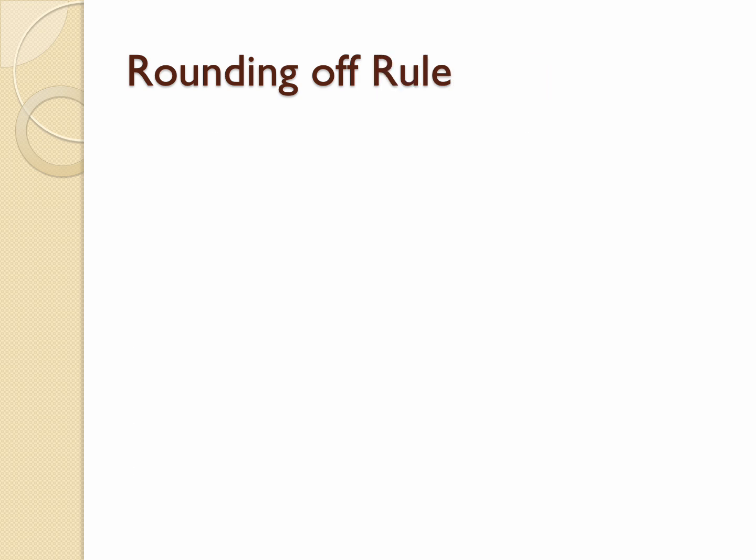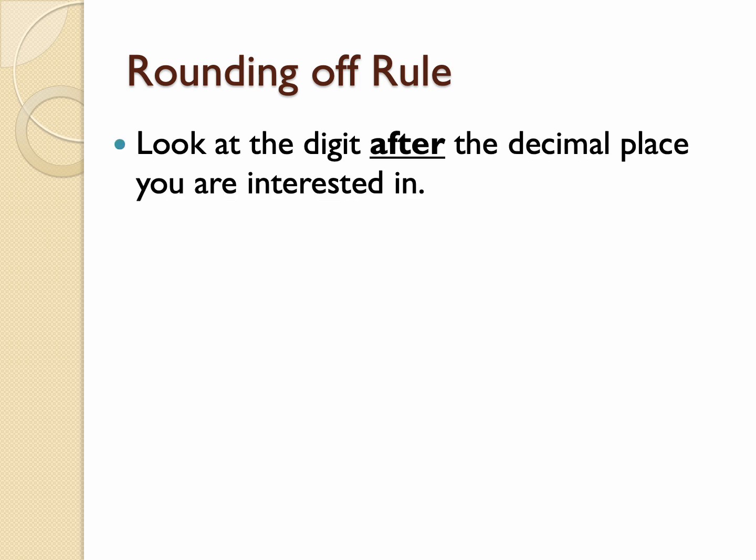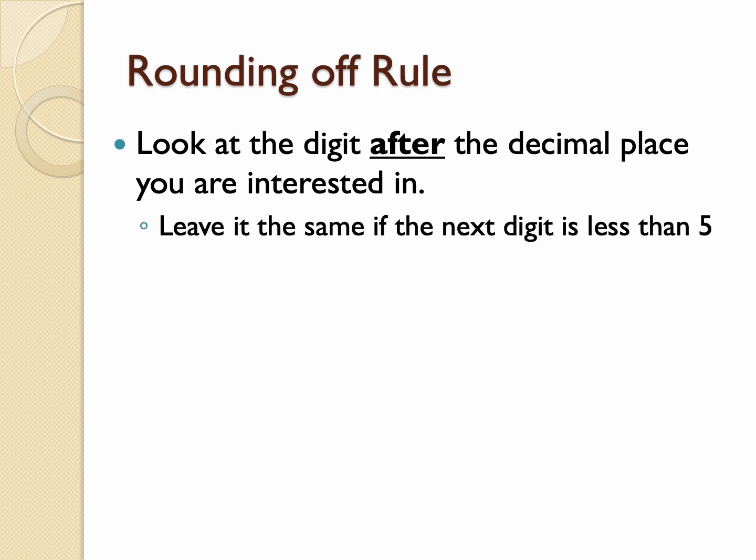So here we go. Here's the rule. If you want to round off up to any decimal place, look at the digit right after it. If the next digit is less than 5, leave the decimal place as is and drop the remaining digits. If instead the next digit is 5 or over, increment the digit at the desired decimal place and still drop the remaining digits.